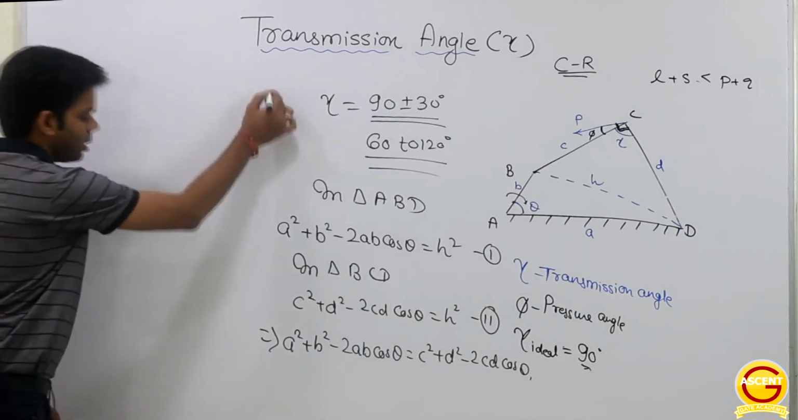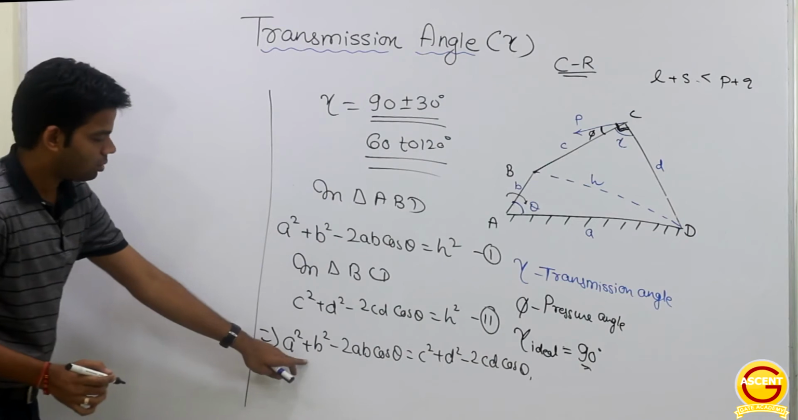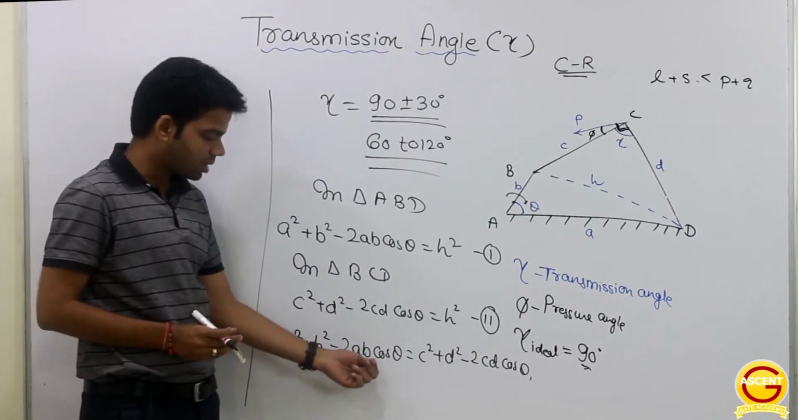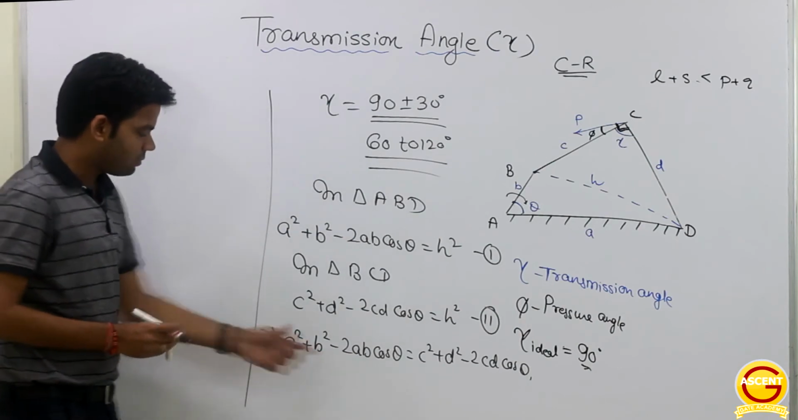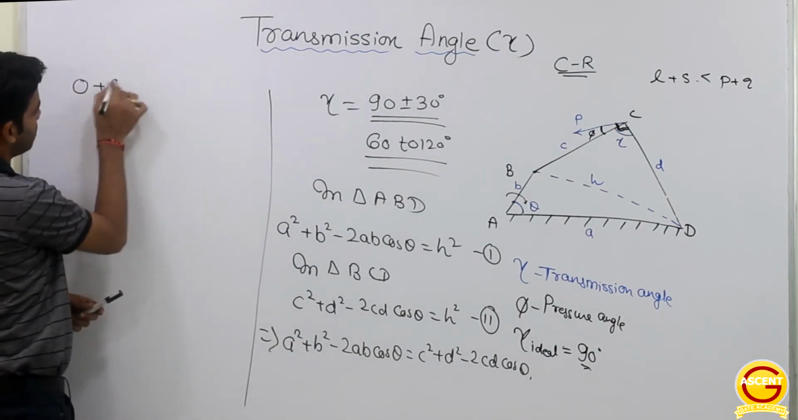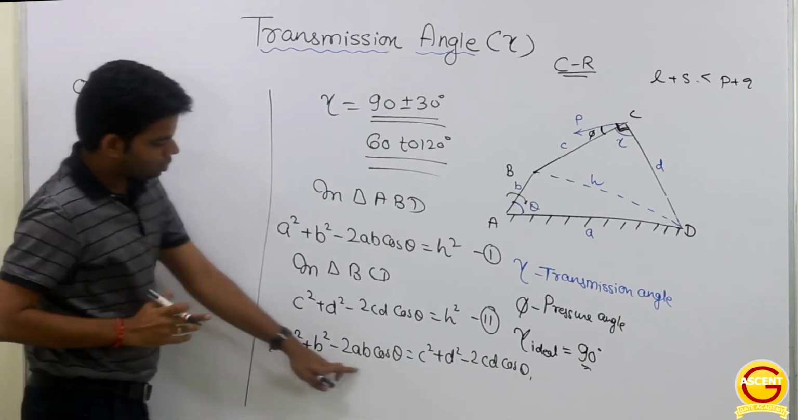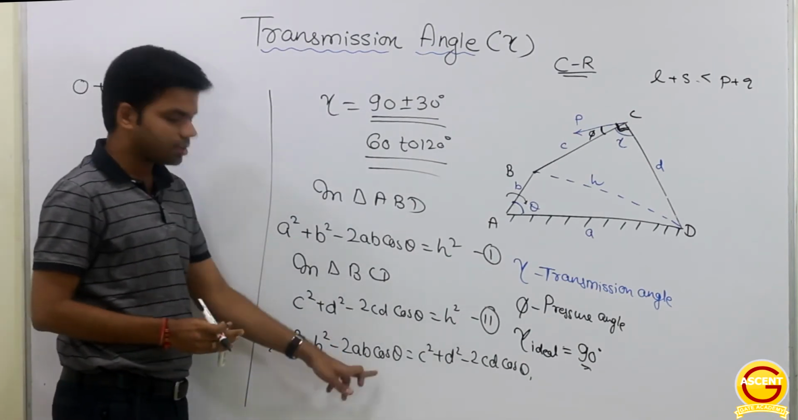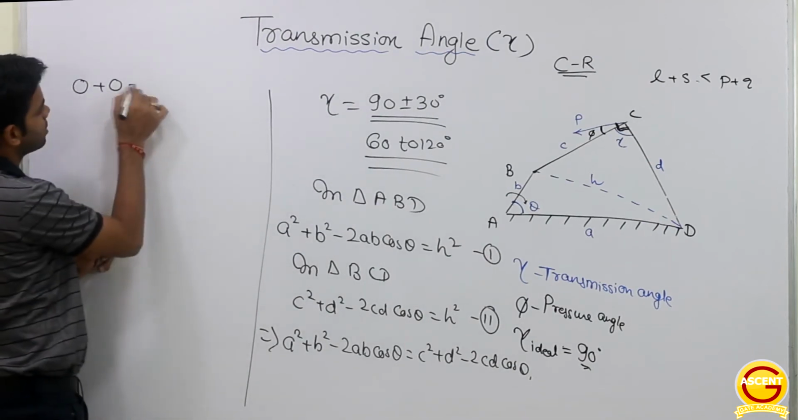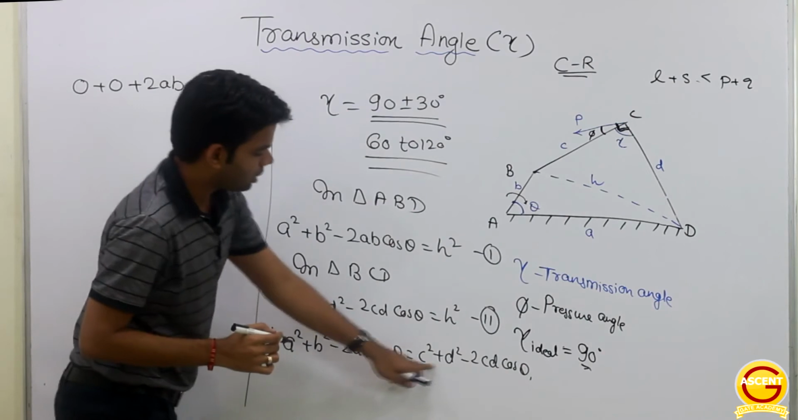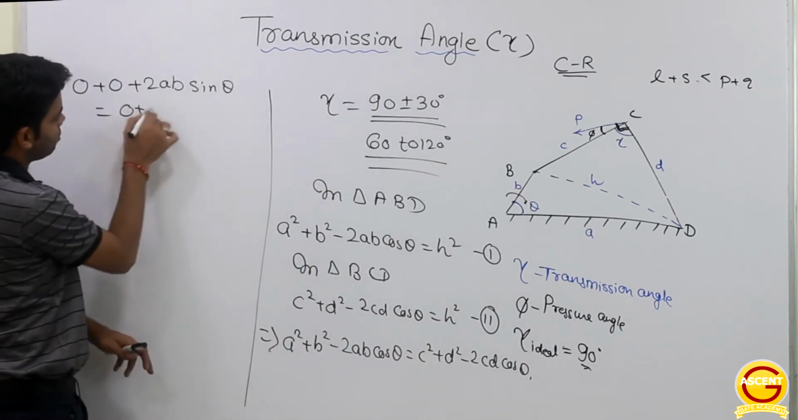Getting this? Okay. Now differentiating this particular equation with respect to theta, what I will get? So this term will become 0, this will be 0, plus 0 plus, okay. Now this is minus 2AB cos theta, differentiation of cos theta is minus sin theta, so this will be minus minus, plus 2AB sin of theta. This should be equal to again 0 plus 0.